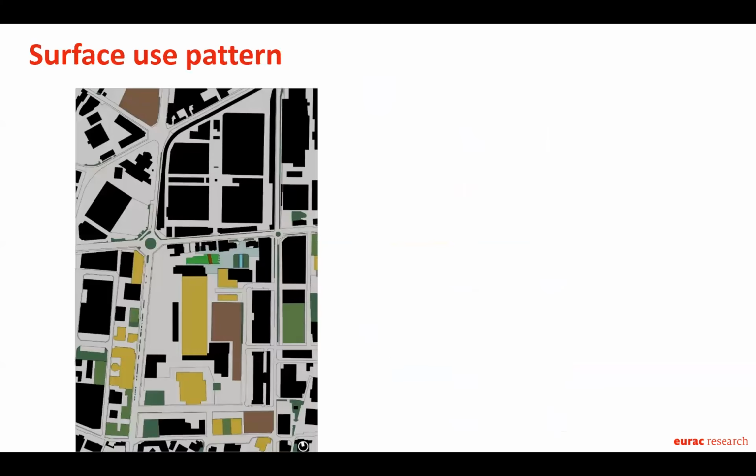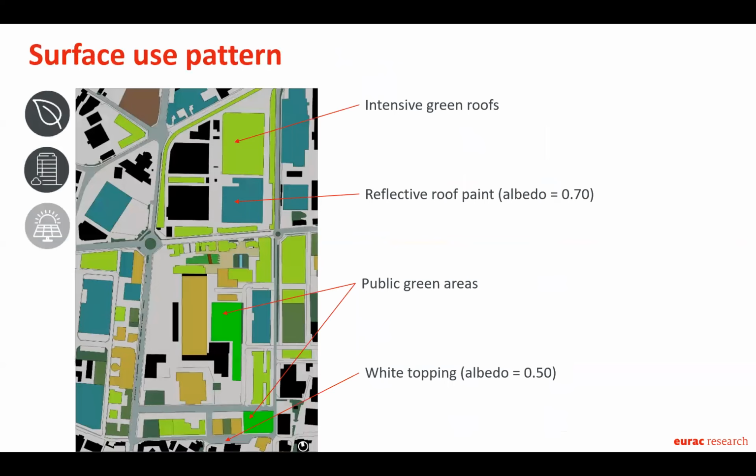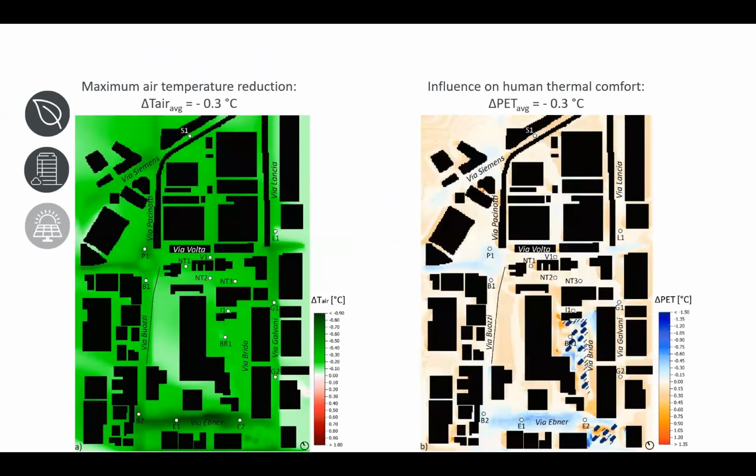So we did a final scenario, creating a pattern of all these different uses, integrating green roofs, public green areas, but also the use of reflective materials. We simulated the solar systems just as they are today because there were no more available surfaces. And these are the results. You can see that there is an improvement both in terms of temperature reduction and human thermal comfort. So in a neighborhood it's very relevant to consider how to integrate different solutions.